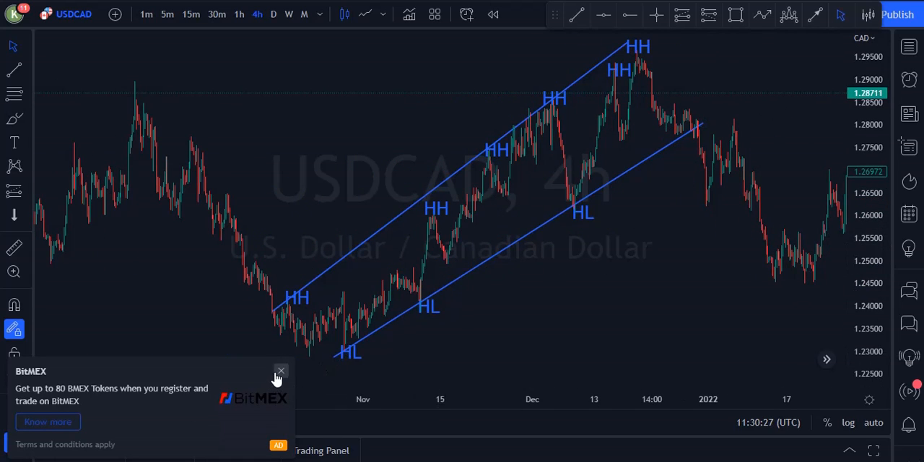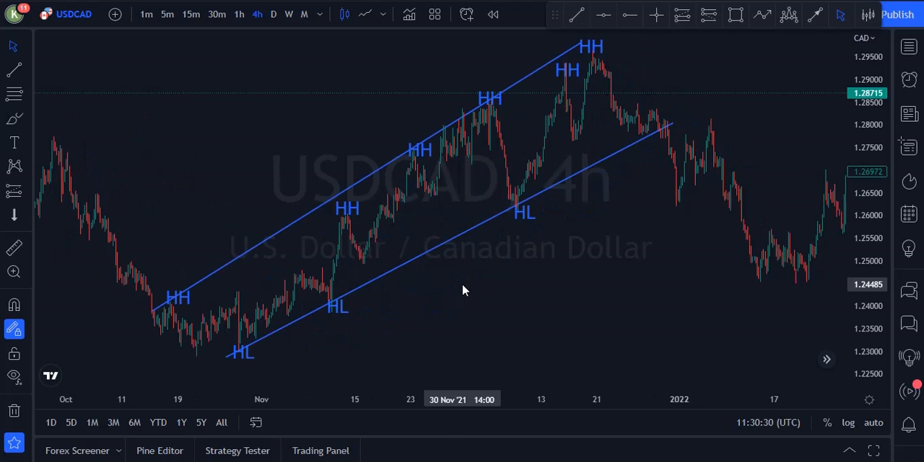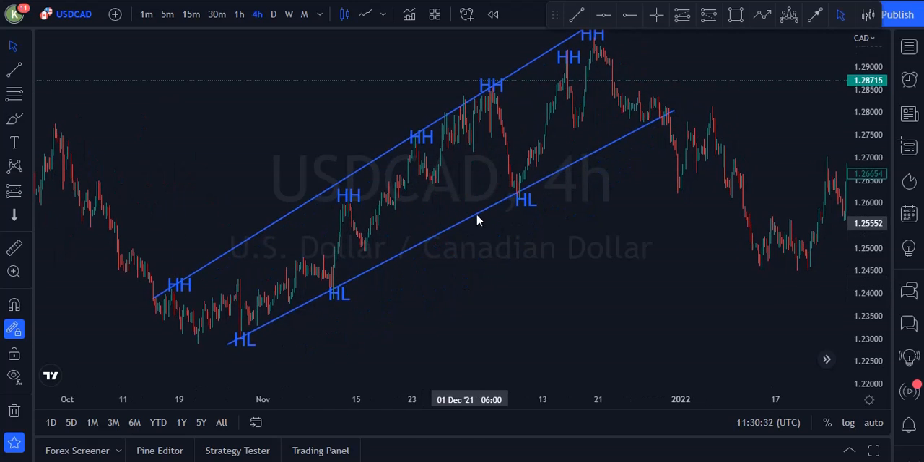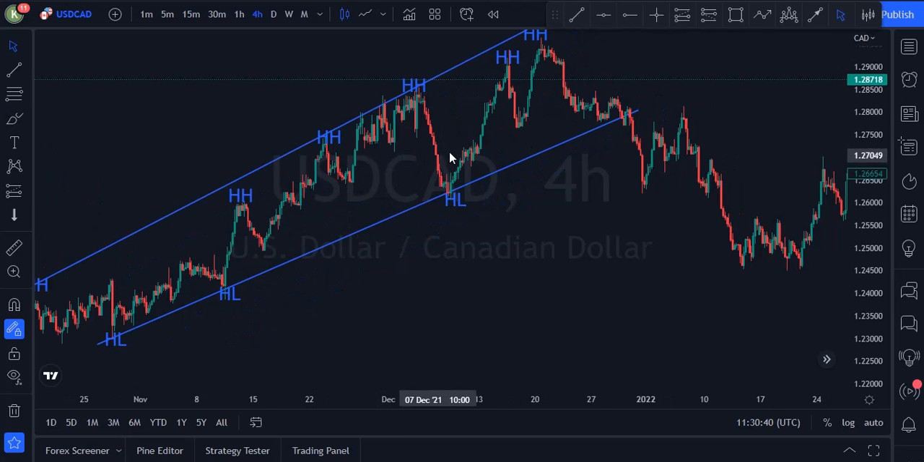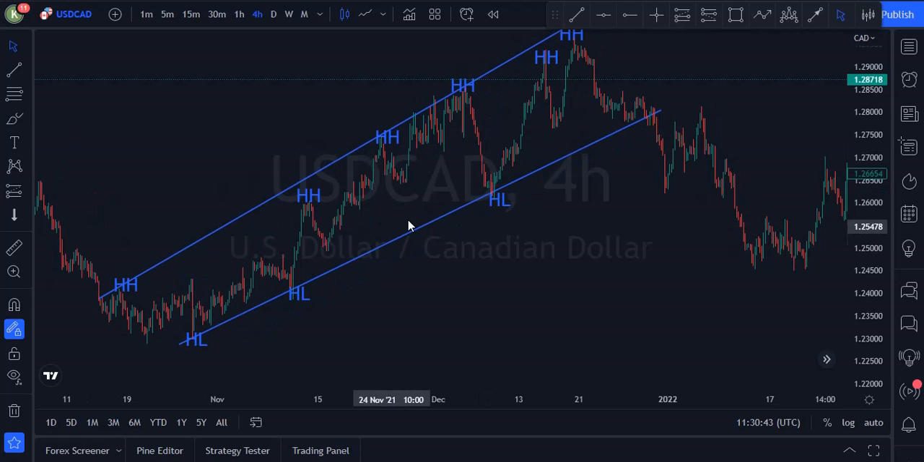Sorry guys for the pop-ups, I'm using a free version. This is a trend line that acts as a support, and then this is a trend line that acts as a resistance. Sorry. So this is how, in every time frame, that's how you draw your trend line.